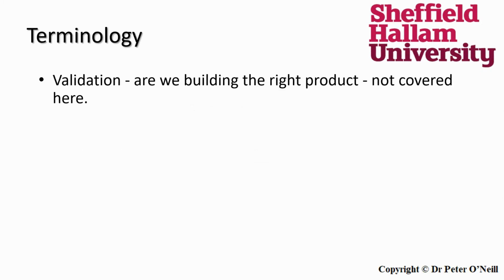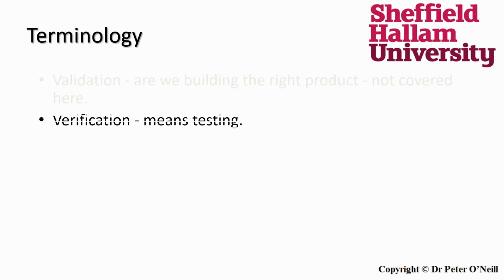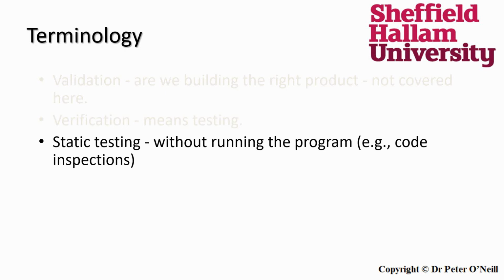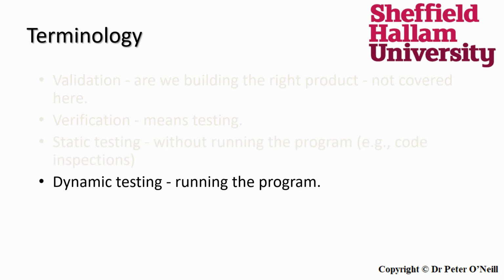Terminology. Validation: are we building the right product? Not covered here. So we're not interested in whether we are building the right product; we're assuming that we are. Verification means testing. Static testing, without running the code, e.g. code inspection. Dynamic testing, running the code.